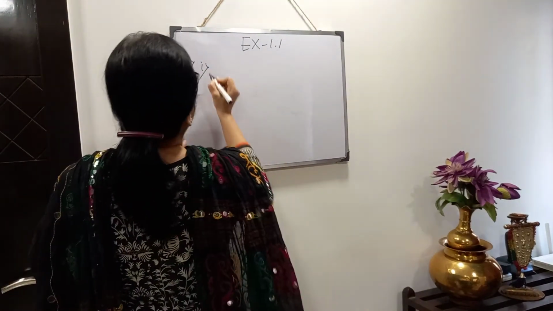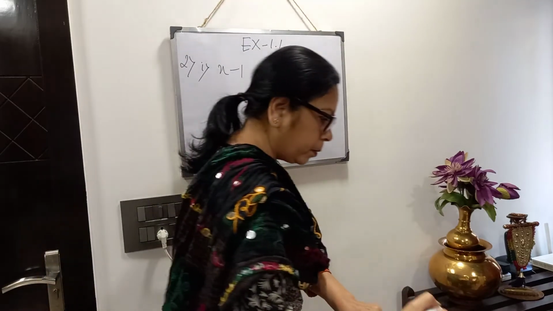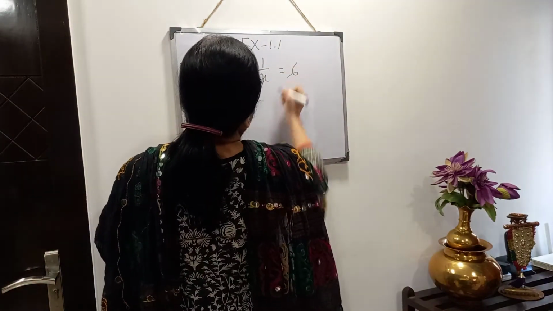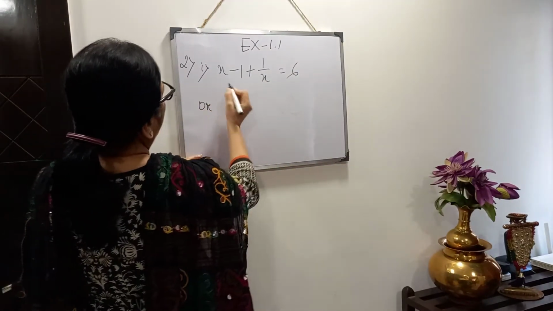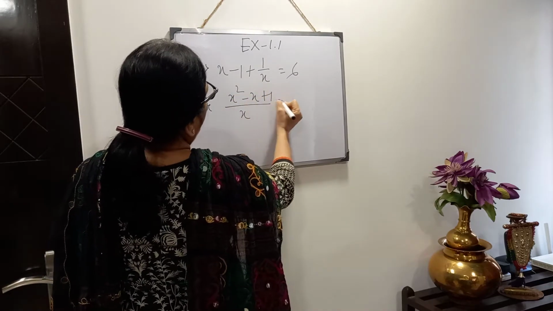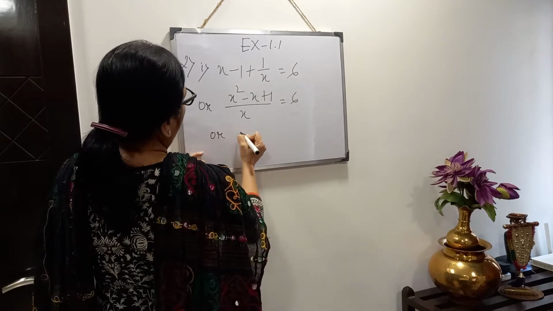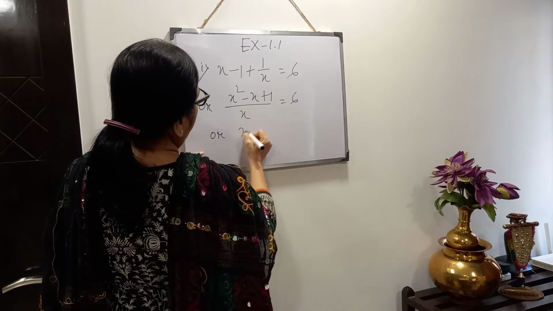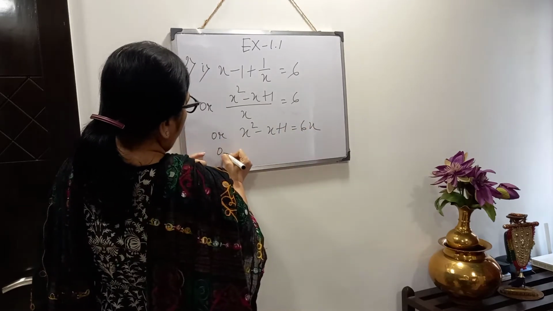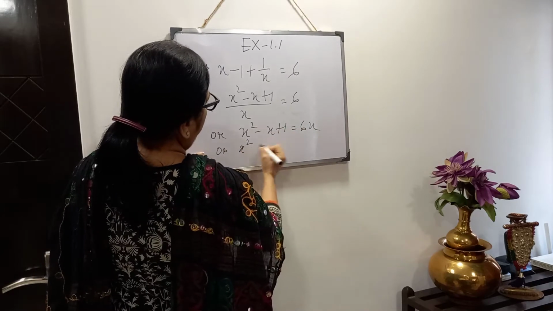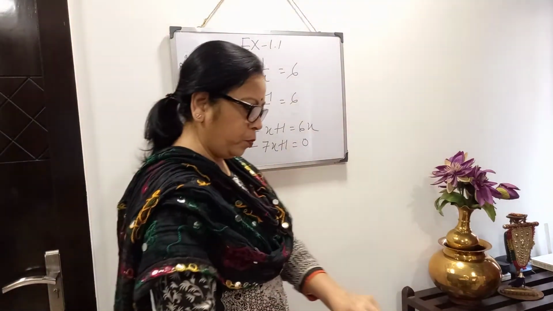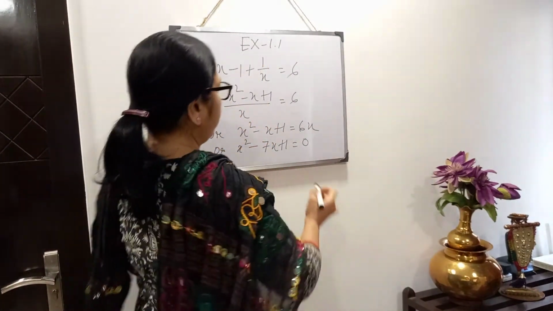x square, x minus 1 plus 1 by x equals to 6. So you have to do one more step. Take LCM, then x square minus x plus 1 equals to 6, or cross multiply. This 6x take the left hand side, so it is becoming this. So this is the general form of quadratic equation. So this one can be written.